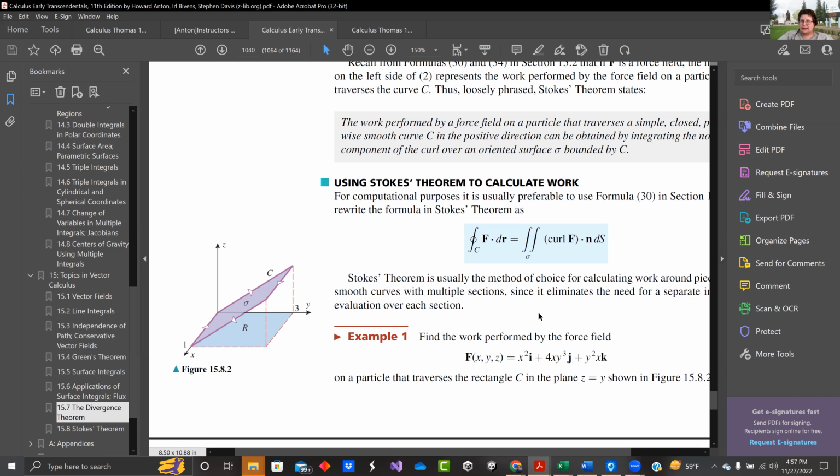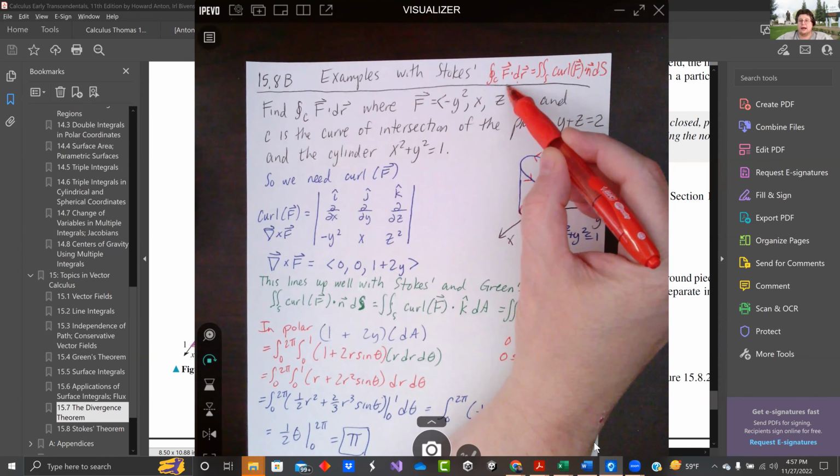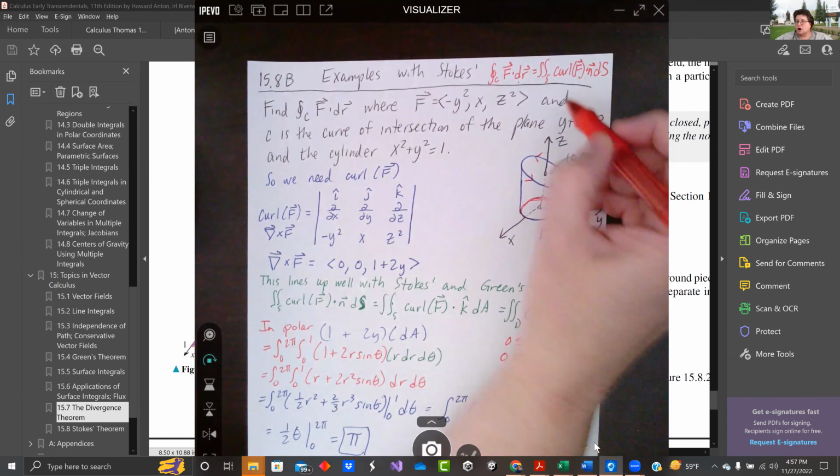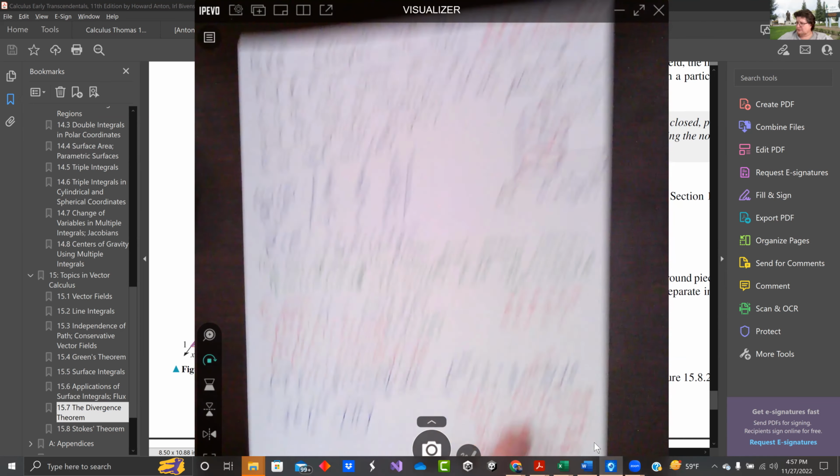So keep that in mind. F dot dr is work. Let me put it back up. Work is F dot dr for a particle around a field. And instead of doing the particle going around the curve on a field, we can do the curl of f dotted with n for the surface. That was our first example.